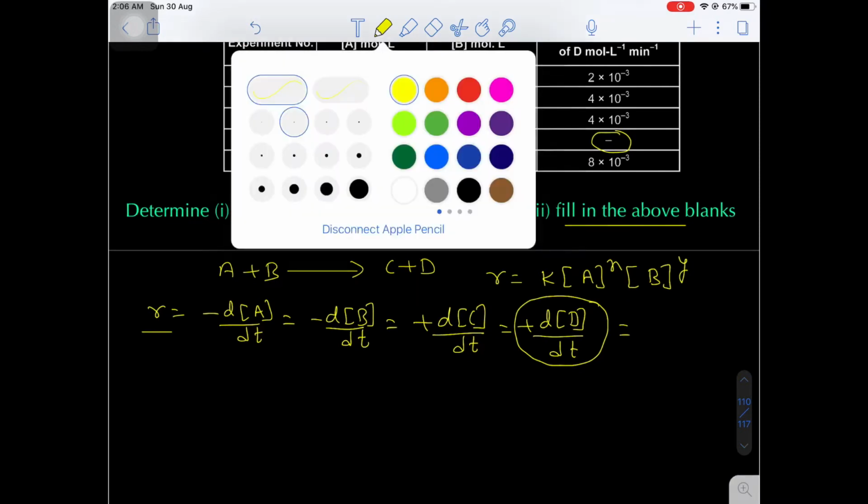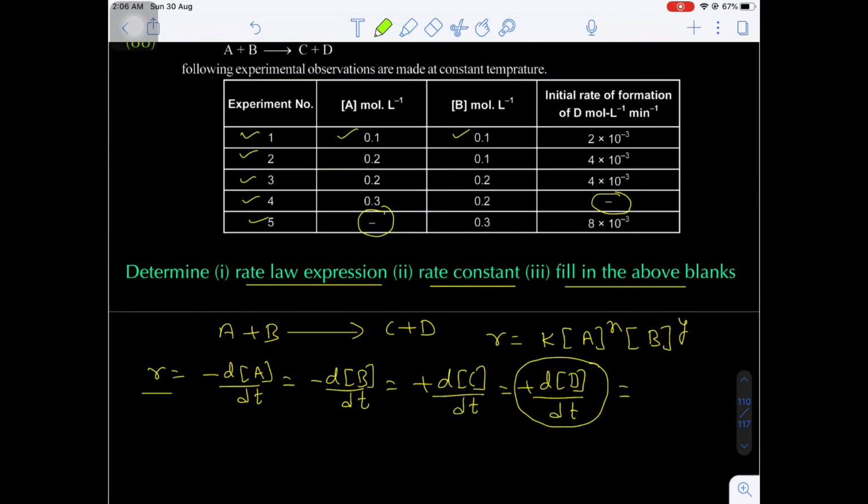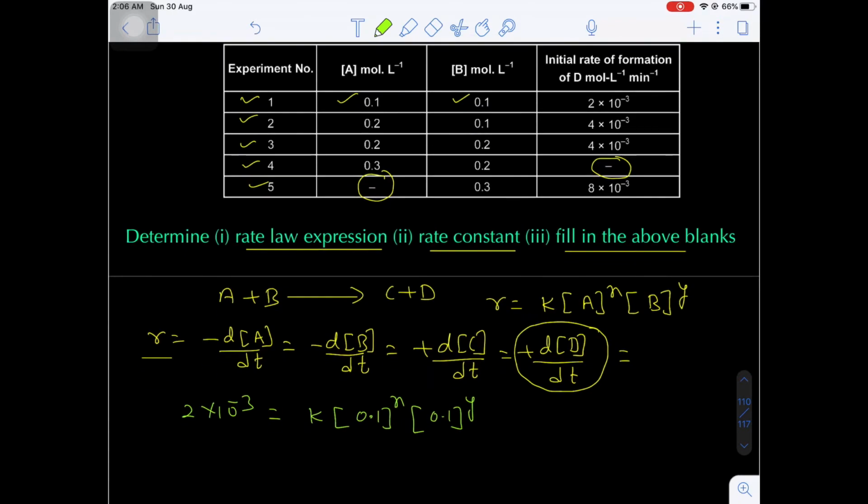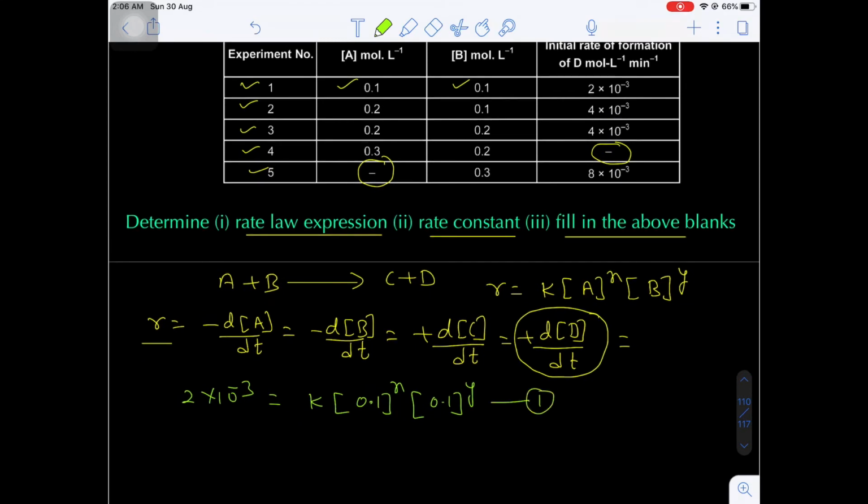First, the rate of formation of D is 2 into 10 raised to minus 3, which is equal to K times the concentration of reactant A in experiment 1, 0.1 molar to the power X, and B concentration 0.1 molar to the power Y. Equation number 1. In the second experiment, the rate of formation of D is 4 into 10 raised to minus 3, which is equal to K times, in experiment 2, the concentration of A, 0.2, and the concentration of B, 0.1. This is equation number 2.